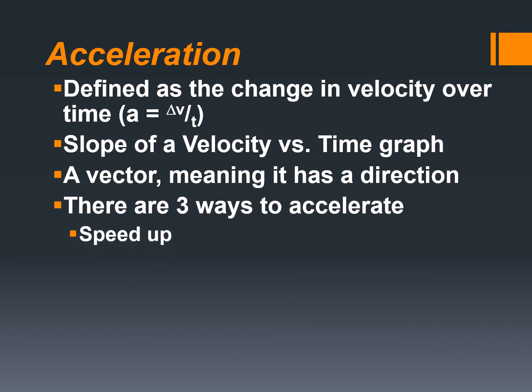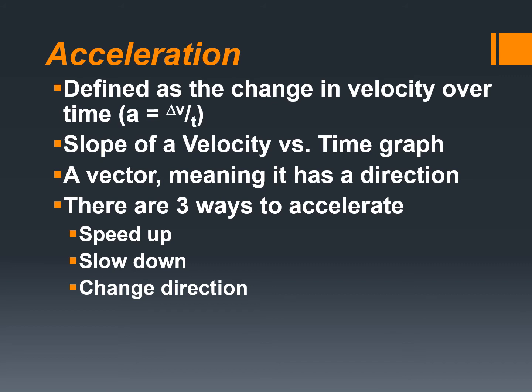There are three ways to accelerate. You can speed up, slow down, and change direction. In the next two units, we're going to be talking more so about speeding up and slowing down. And when we get to centripetal acceleration, we'll talk more about changing direction. But essentially, since acceleration is a vector, that means changing velocity will produce an acceleration.